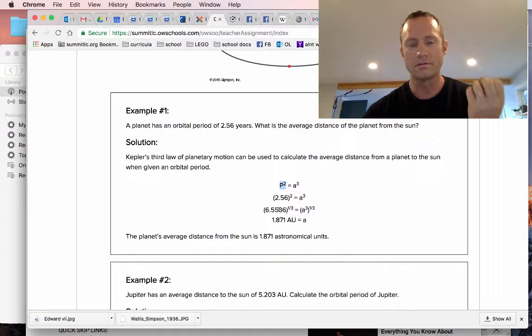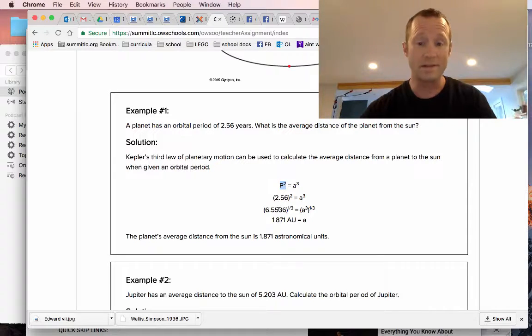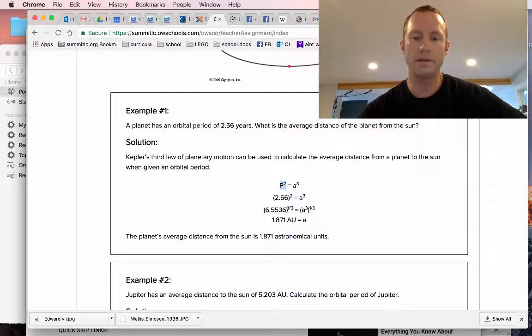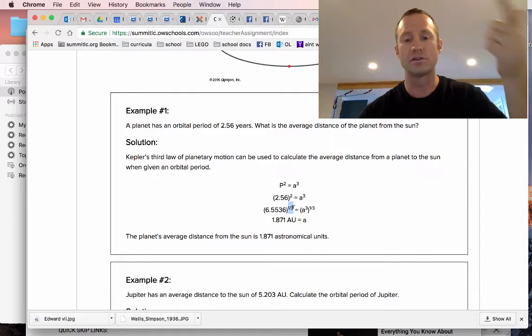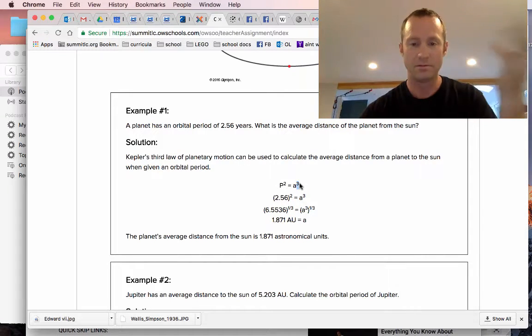But the harder part, for most of you, is going to figure out, how do I take the cube root of 6.5536? Well, you really need a calculator to do that. What that's saying is, what times what times what is going to be 6.5536, if I'm figuring out what the cube root is. And to do that, you probably need a calculator. Now, when you raise something to the 1/3 power, that's the same as taking the cube root. It's kind of inversing the idea of a cube.